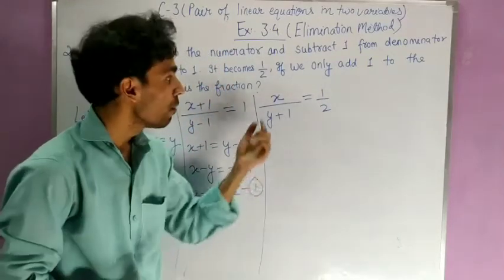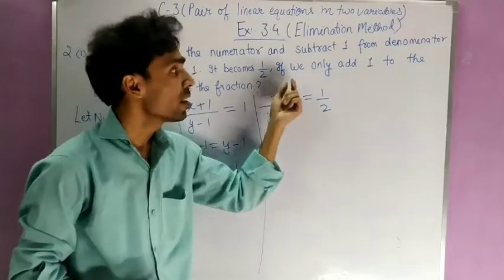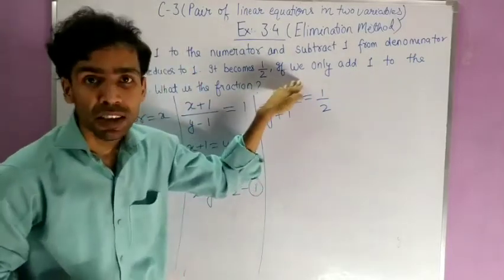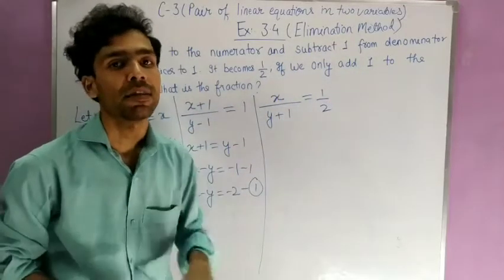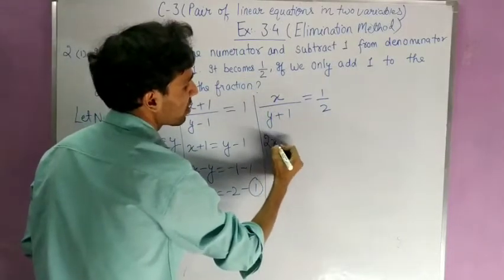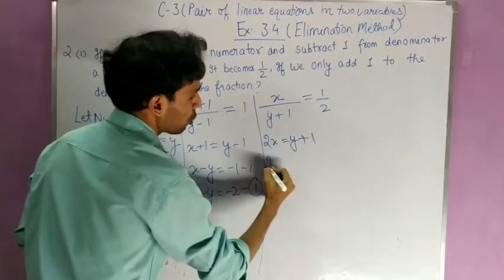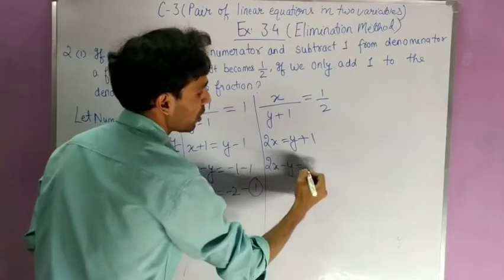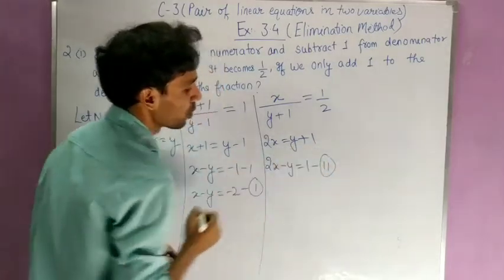Okay children, why have we not added or subtracted anything from the numerator? Because in this line it is only written that we have to add 1 in the denominator. So that's why. Okay, so now cross multiply it. So it will come 2x equal to y plus 1. Now 2x minus y equal to 1. This is your equation number 2.